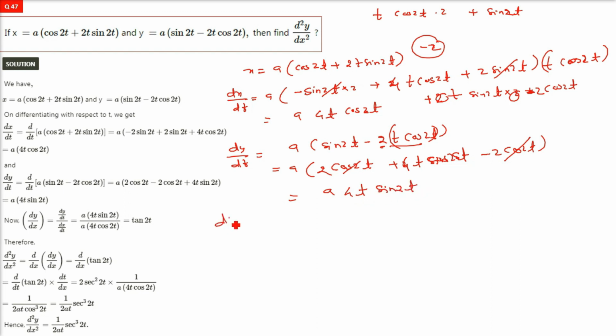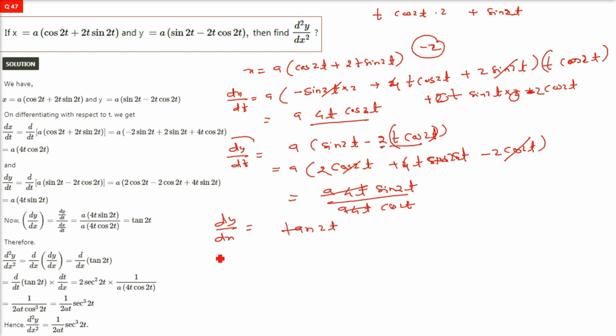Alright, so dy by dx will be equal to, just take dy by dt divided by dx by dt. So a 4t cos 2t, this you can just cancel. Sin 2t by cos 2t is tan 2t.